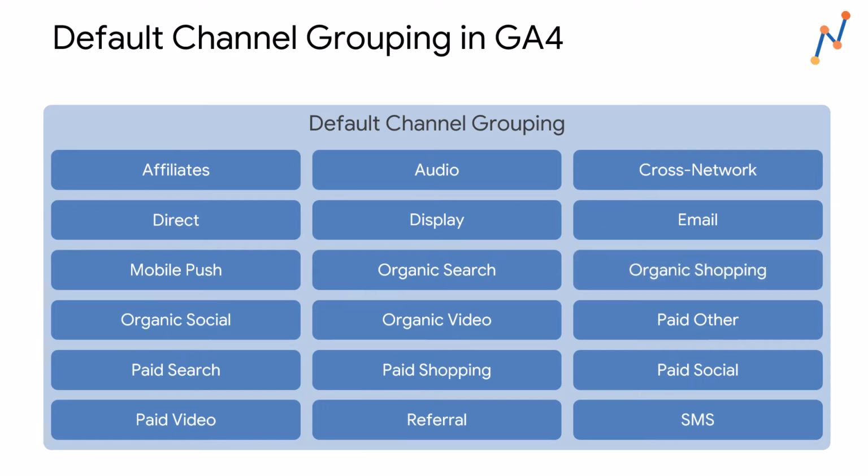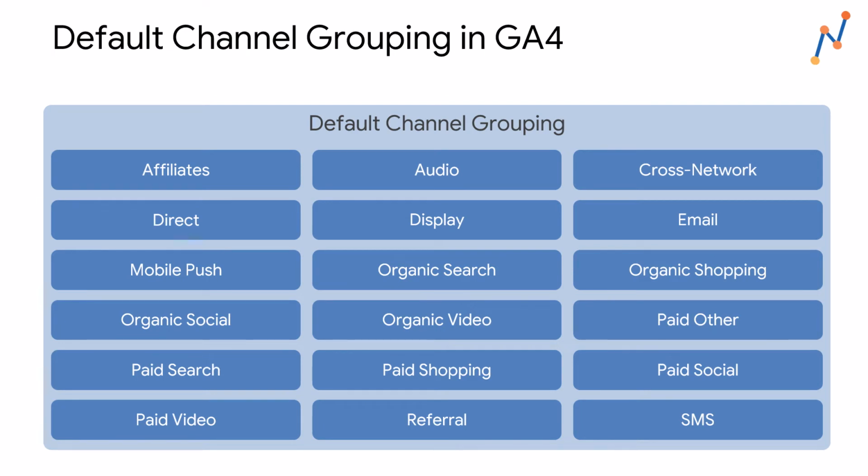Organic shopping can be assigned when you sell products on shopping sites like Amazon or eBay, and there's a link to your website in the product description. Organic video will be assigned once a link from a video platform links to your website. And if you are running ads on shopping sites, social platforms, or video platforms, the incoming traffic will be assigned to the channel paid shopping or paid social or paid video. And the last new channel to mention is SMS, which is used when you are sending text messages to mobile phones, which also contains links to your website.